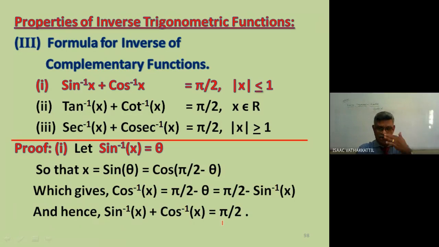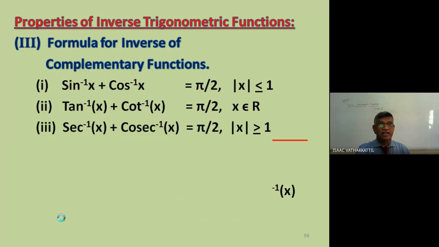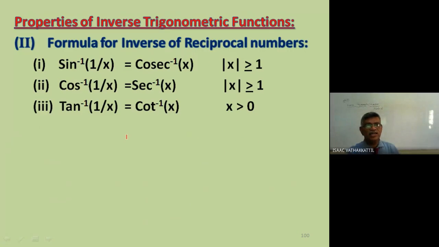Okay? You recollect all the results. What was our second one? The third one is the formula for inverse of complementary functions. Sine inverse x plus cos inverse x is pi by 2. Tan inverse x plus cot inverse x is pi by 2. Sec inverse x plus cosec inverse x is pi by 2. Can you recollect what was second? Sine inverse 1 by x equals cosec inverse x for all mod x more than or equal to 1.